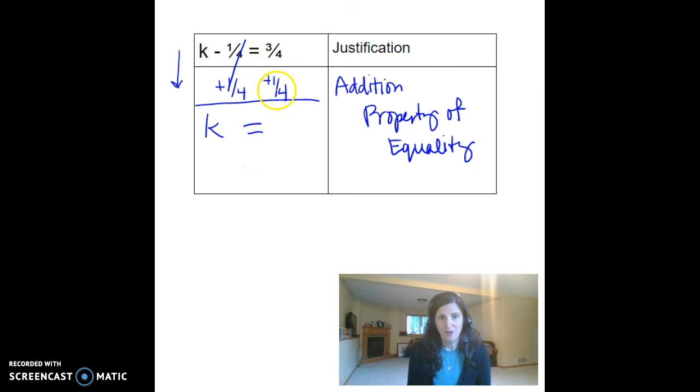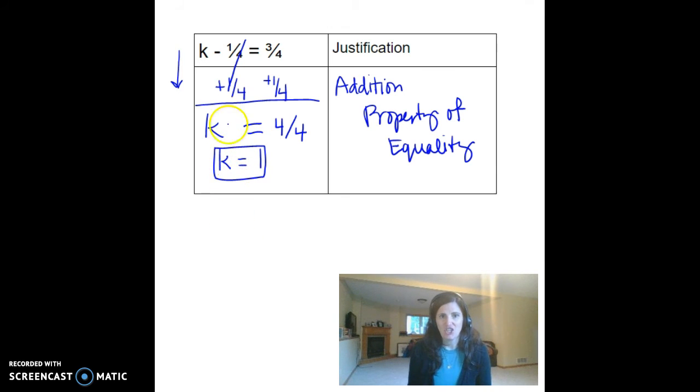3/4 plus 1/4. These fractions have common denominators. So when we have common denominators, the denominator remains the same, and we add the numerators. And this time we have 3 plus 1, which equals 4. And we end up with k equals 4 over 4. And 4 over 4 can simplify. It just equals 1. So k equals 1 is our solution.